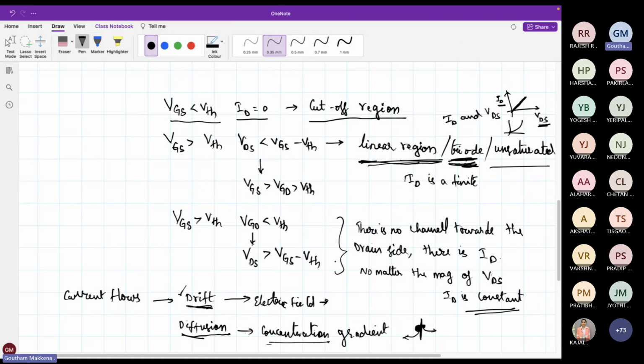Okay, right. Anyways, I think I took the entire time. I couldn't cover the LTspice. Maybe in the first half of the next class, I will cover LTspice, then quickly go into the second order effects of the MOSFET and the transconductance.